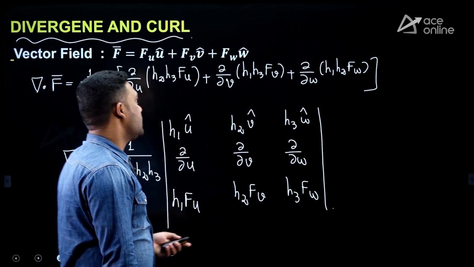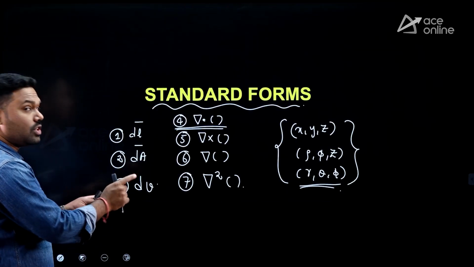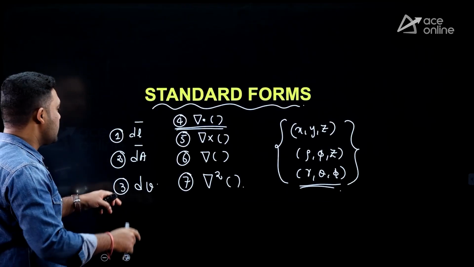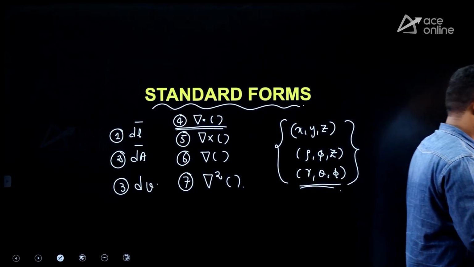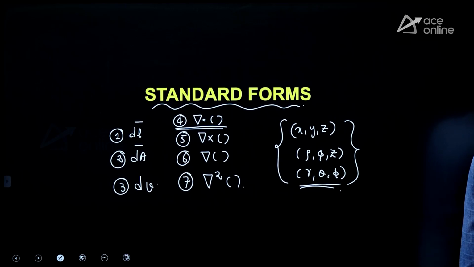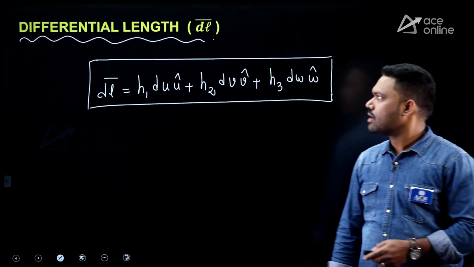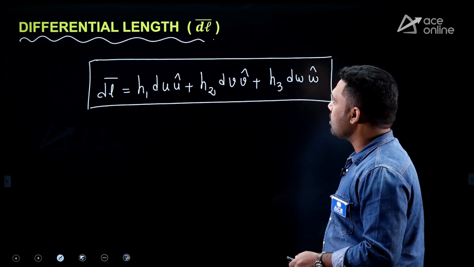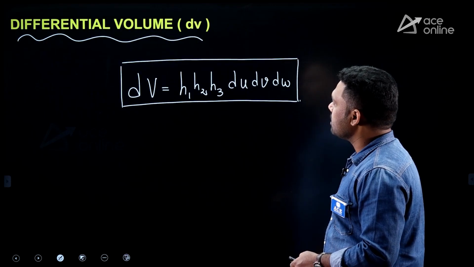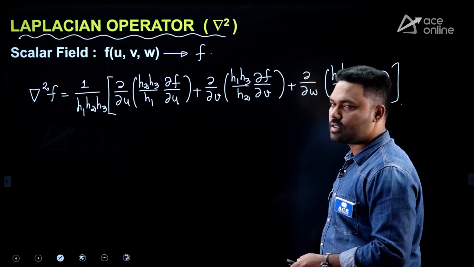Clear, guys? So these are the 7 standard forms. You need to practice them. You must know them, because these 7 operators, here and there, everywhere, we are going to use in electromagnetic theory. Clear, guys? Fine. So you have to remember this table: the coordinates along with the scaling factors, followed by the differential length, differential surface, differential volume, gradient, divergence and curl, and Laplacian operator.